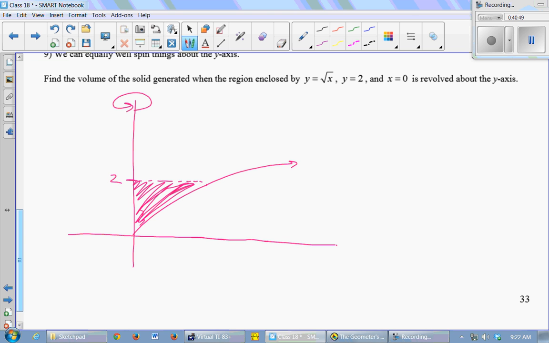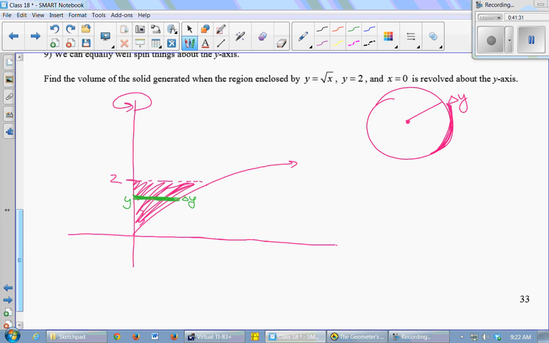Okay, so I need to look at what the cross sections look like. So instead of using a vertical rectangle, I'm going to use a horizontal rectangle. I'm going to take a slice this way. It's going to be at a height of y, and its width is delta y. I'm going to rotate it around the y-axis, and I'm going to get a disk. And this has width delta y, which means I need everything to be in terms of y.